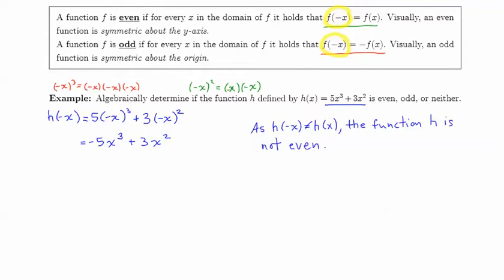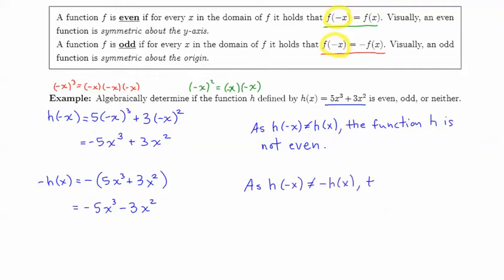Okay, so we've determined it's not even. Now, to determine it's not odd, we're going to want to compare h of negative x with negative h of x. So this is the opposite of h of x, or -1 times h of x. So we'll take the opposite of 5x cubed plus 3x squared. And when that's simplified, we'll see that that's negative 5x cubed minus 3x squared. And when we look at that comparison, that is not equal to h of negative x. So as h of negative x is not equal to negative h of x, the function h is not odd.